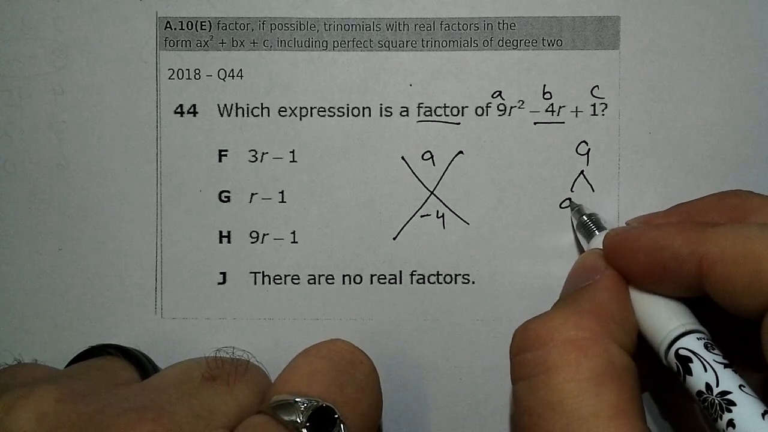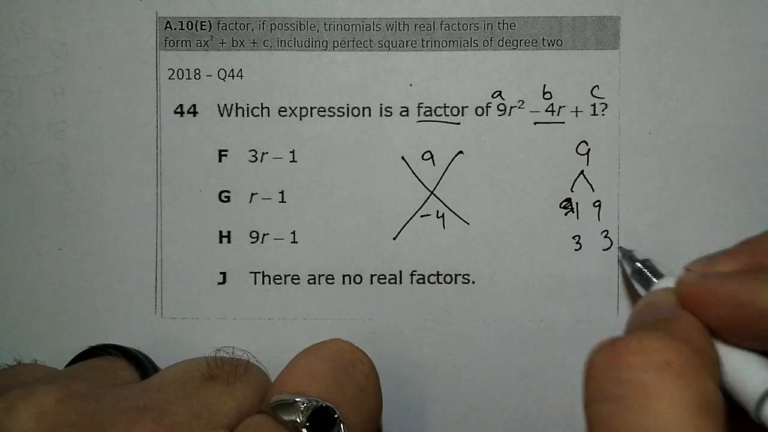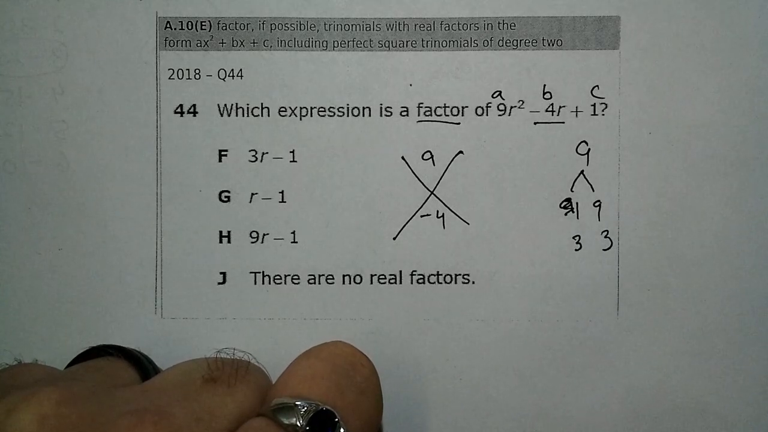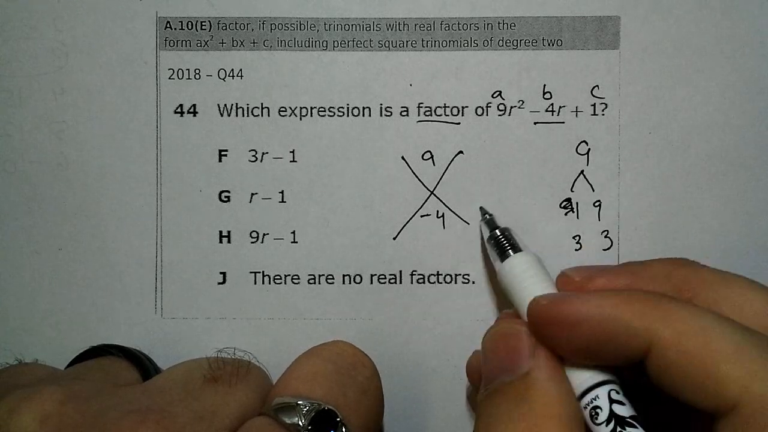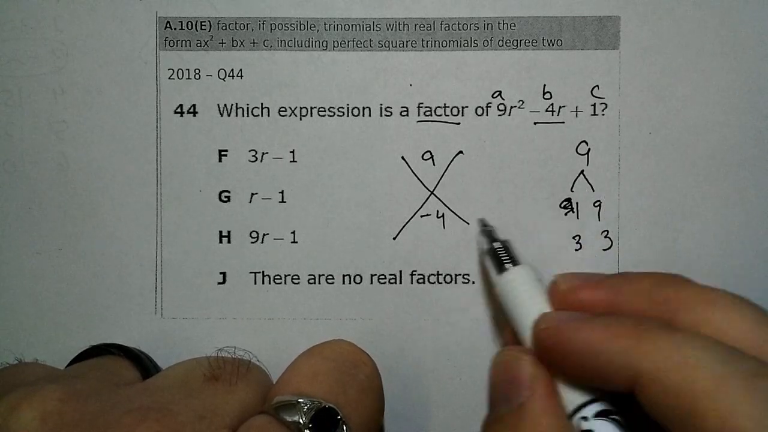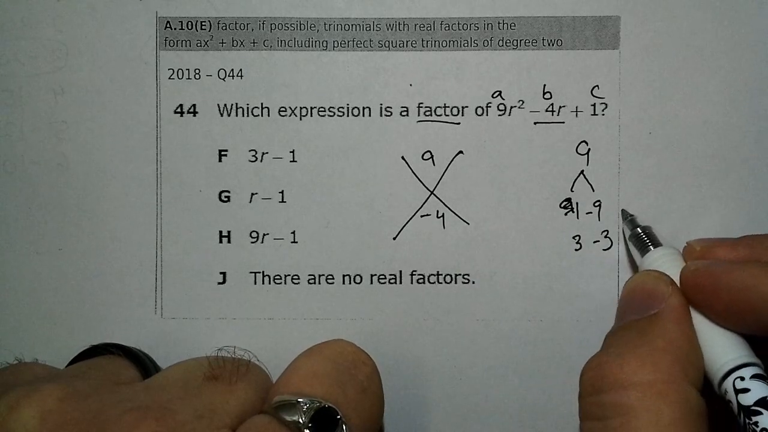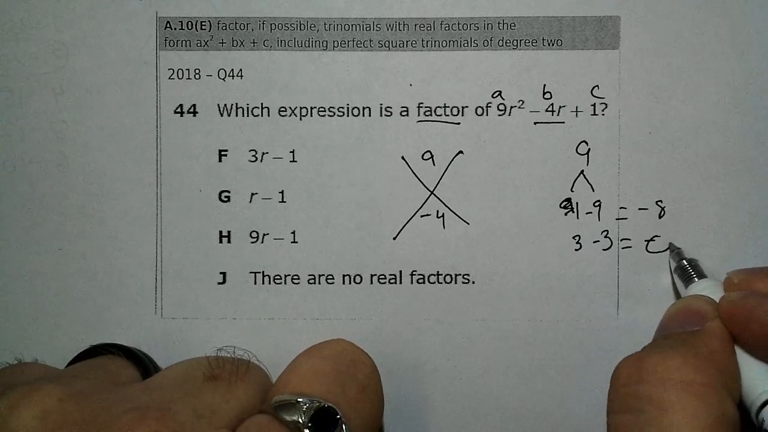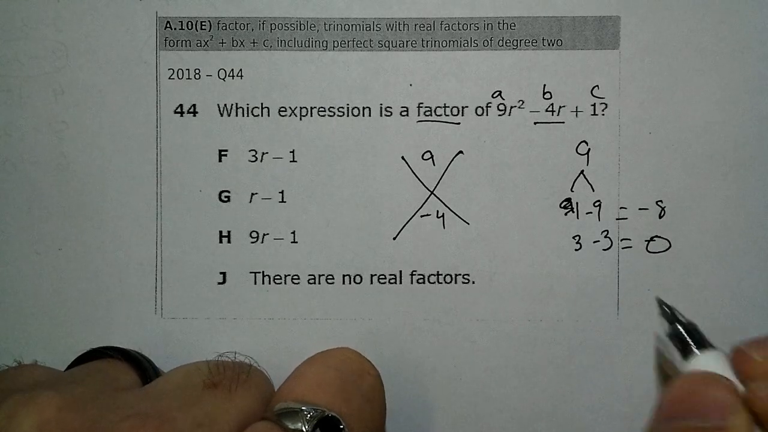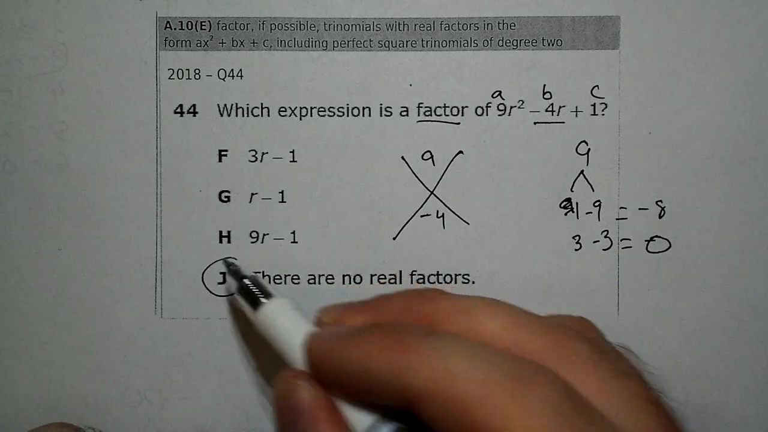So we've got 1 times 9 and 3 times 3. So we don't see an immediate factor of something that's going to multiply together 9 and add up to negative 4, because only one's going to be negative. It's going to be the bigger number. When I add these together, I get negative 8 and 0. So there are no real factors.